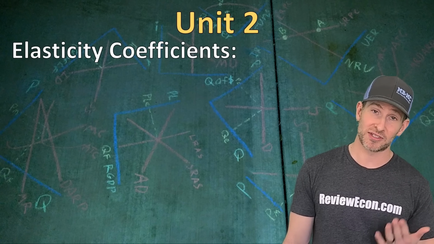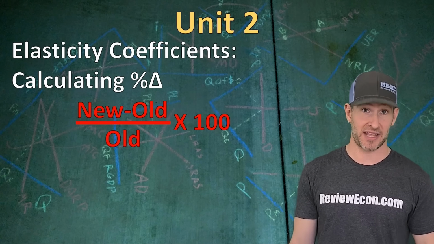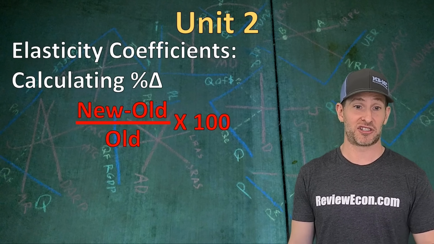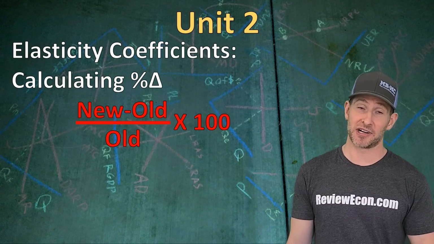There is another method, and that's called the midpoint refinement method. That's where you calculate the percentage change based on the average in the middle. That midpoint method will get you the right answer on most microeconomics exams, but the math is a little more difficult. That's why the preferred method of the AP Microeconomics exam is the endpoint method that I just showed you. New minus old divided by old times 100. You just have to pay attention to the direction of the numbers here.